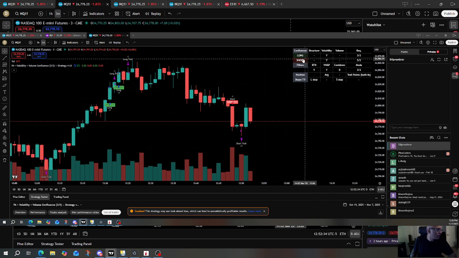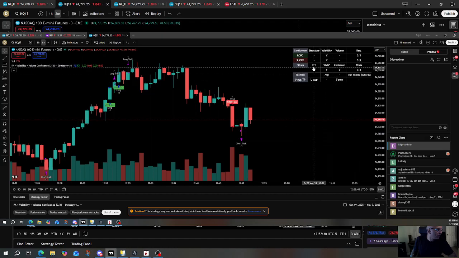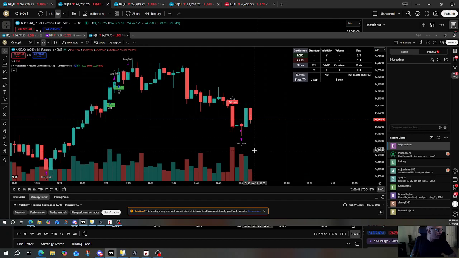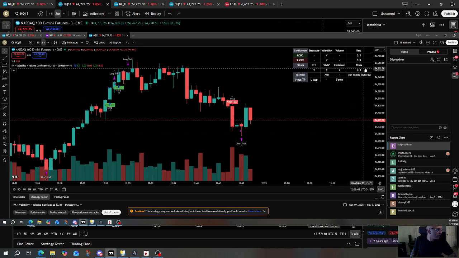And same thing on the short side. You need at least 2 out of 3. It will indicate here whether you're going to get a signal for the short side or for the long side. Okay, very easy to use.